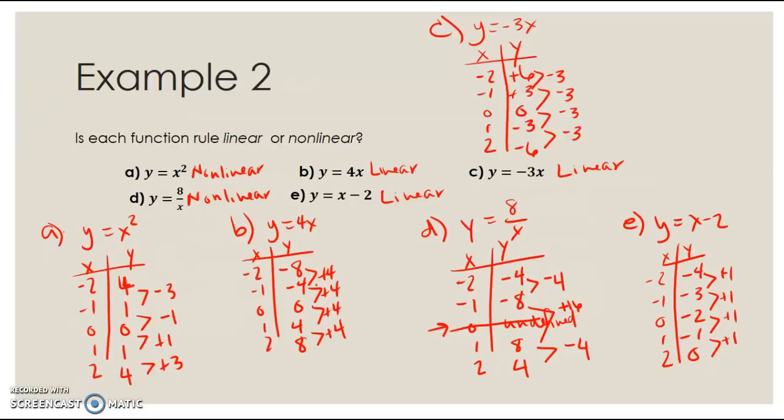So again, an easy way to know whether a function rule is linear or nonlinear is to make yourself a table and make sure that you have a constant rate of change. For some of you, you may have noticed, as long as it is of the form y equals mx plus b, then you're also good, and that would be a linear equation as well.